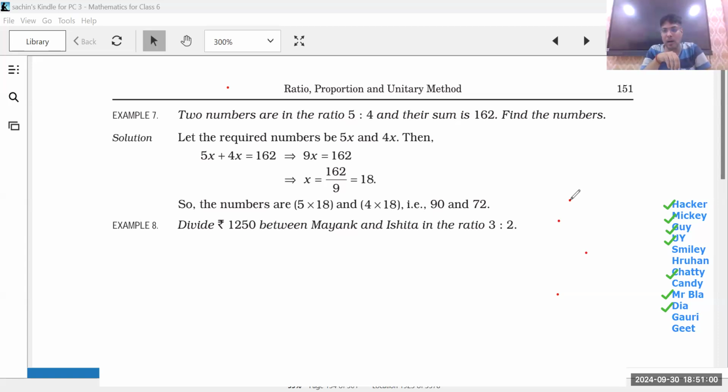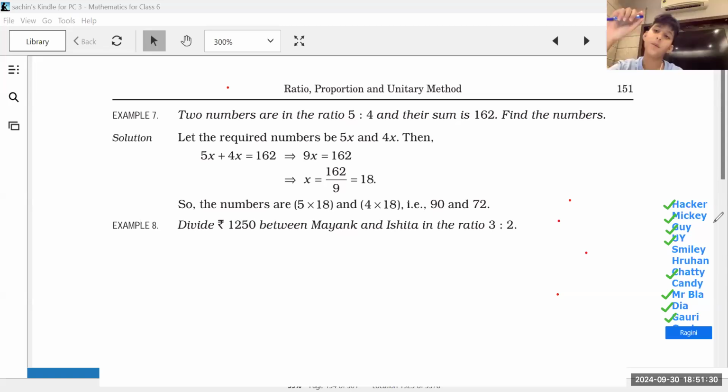The Smiley, Ruhan, Candy, and Gauri. Sir, I'm sorry. Gauri, so that you don't miss Geet, ma'am, has written her name also today. Oh. Though she is absent. That's good. Ma'am, I've sent my answer. Ruhan, Candy, Smiley. Thank you. So just 1 second.